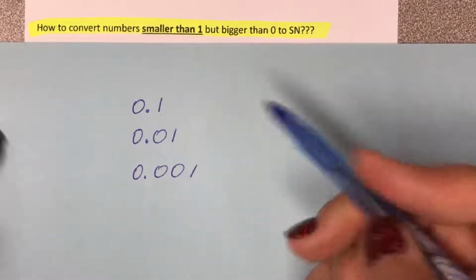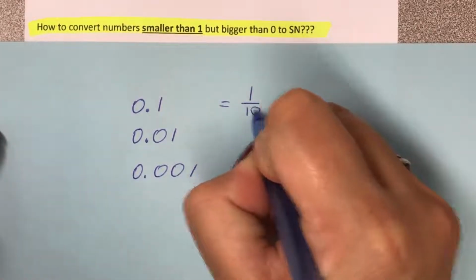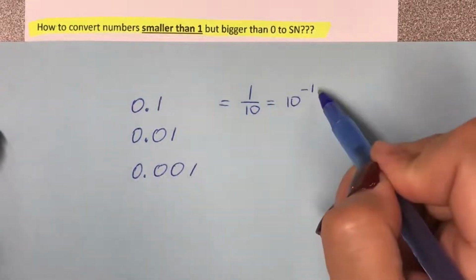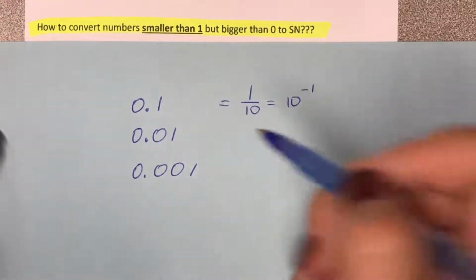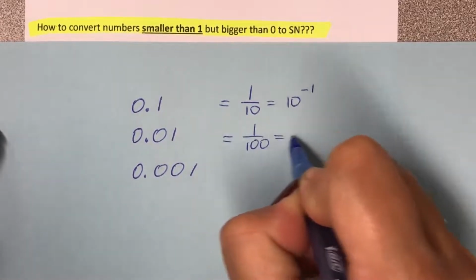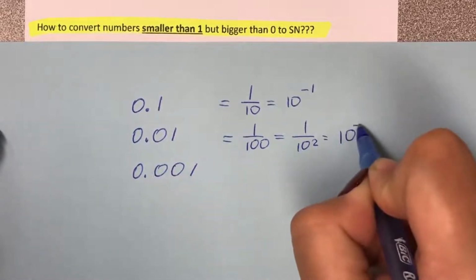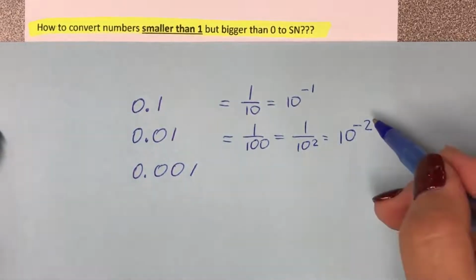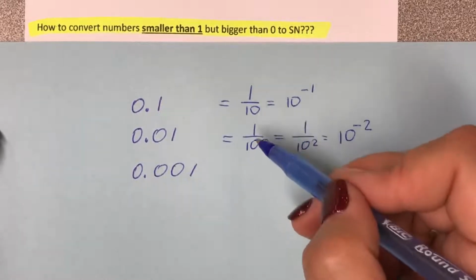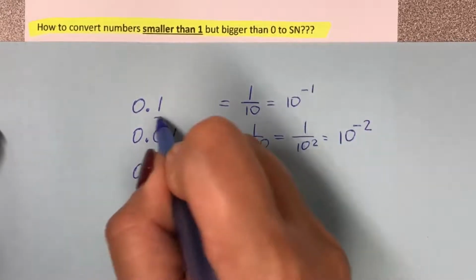I'm picking these numbers just because I want to remind you that 1/10 means 1 over 10, which is 10 to the negative first, because when we have a negative exponent, that means division. 1/100th means 1 over 100, which is 1 over 10 to the second power, which is 10 to the negative second. So if I divide 1 by 10 and by 10 again, which means 1 over 100, that is 1/100th.